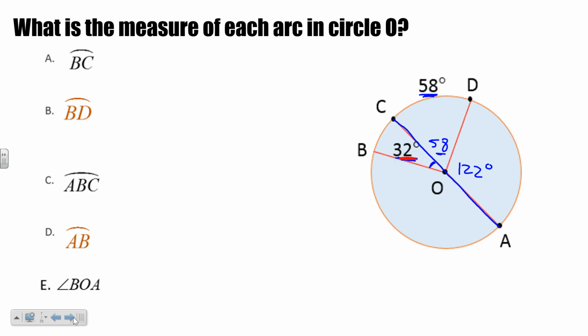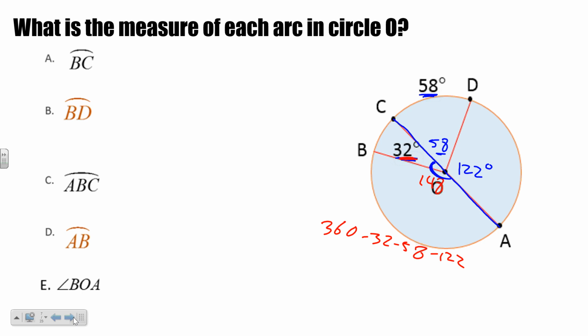Or you could realize that the full circle is 360, so you could take 360 minus 32 minus 58 minus 122. That should give you the same answer. So let's do it that way. 360 minus 32 minus 58 minus 122 gives me 148. And again, that should be the same thing as this part where you say the whole thing is 180. So 180 minus 32 should be 148.